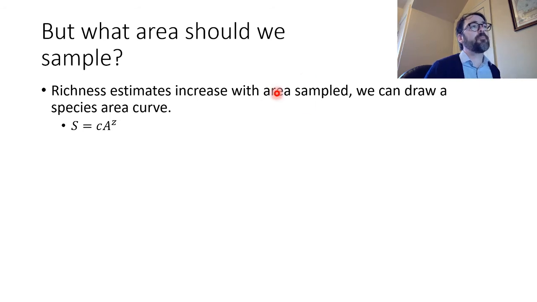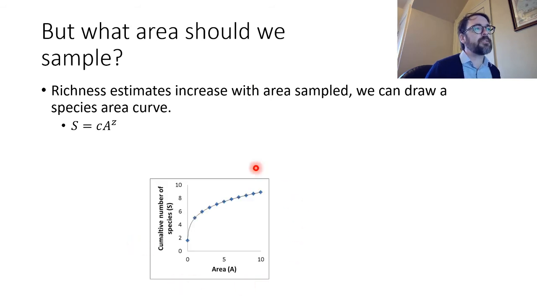And so if we sample a bunch of different areas, we can draw what's called a species area curve. And what ecologists have shown is that this increases logarithmically. As you sample one hula hoop, two hula hoops, 3, 4, 5, 6, right? You're basically doubling the area each time you sample a hula hoop. The cumulative number of species you've seen starts to drop off. And hopefully this is intuitive, right?